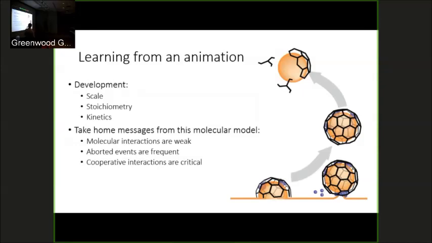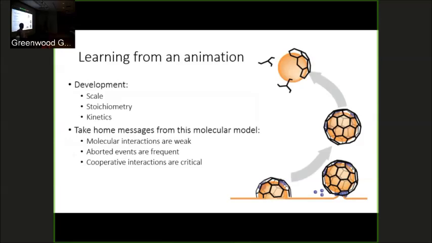And so the take-home message is, when asked Tomas Kirchhausen what he learned from this experiment, this sort of in silico experiment, he said that modeling these interactions, he learned that they were far weaker than he had first realized, and that in fact he noticed that what would happen is you'd have these events that would start, but then they would abort. And so they're extremely cooperative interactions.